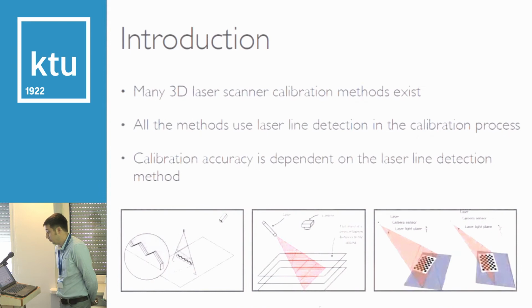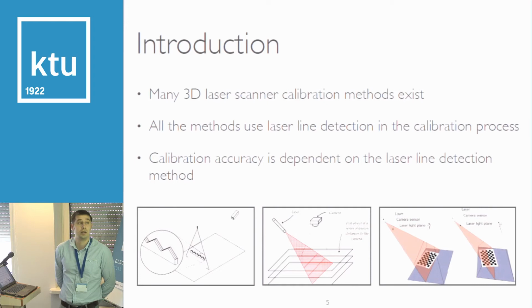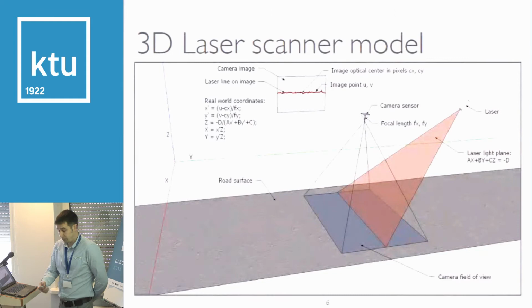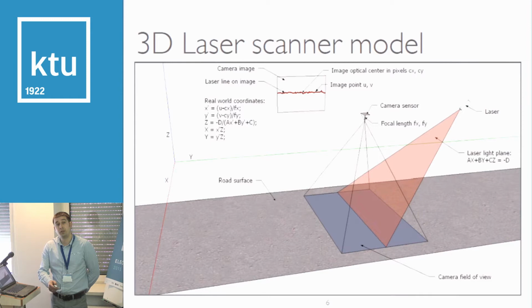Many 3D laser scanner calibration methods exist, but all of those methods use laser line detection as part of the calibration process. And therefore, calibration accuracy is directly dependent on the laser line detection method and the resolution of the laser line detection method. By knowing that the laser light forms a proper laser light plane, and the laser line is located on this laser light plane, we can find the laser line position in the camera coordinate system. From this, we can calculate the real position of the laser line in real world units.